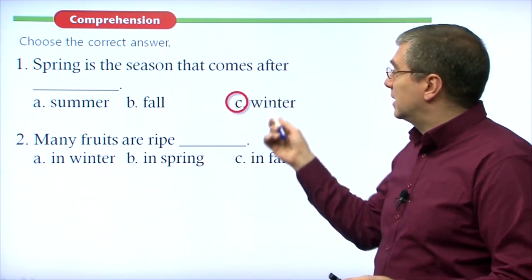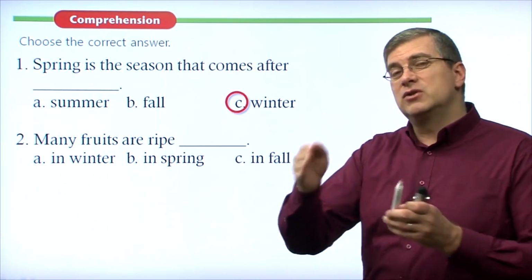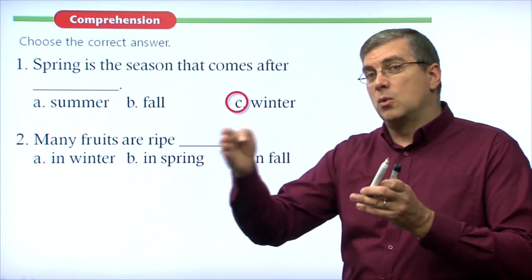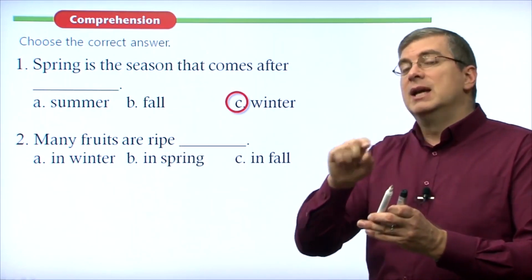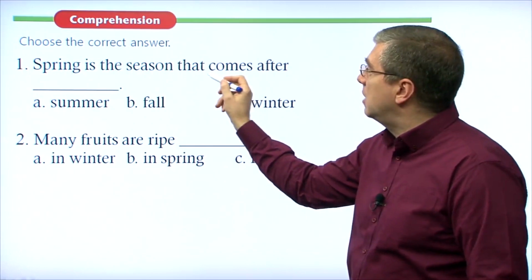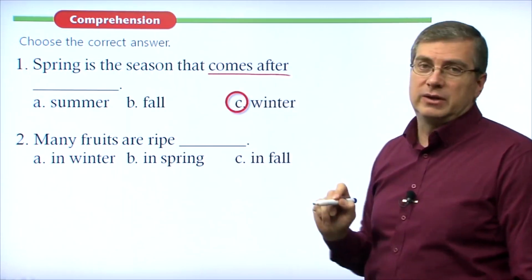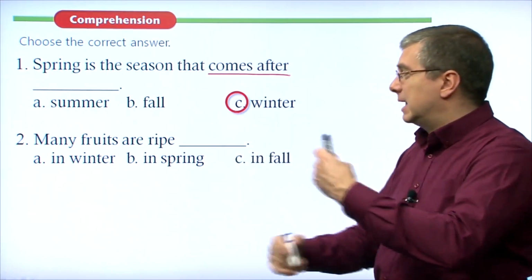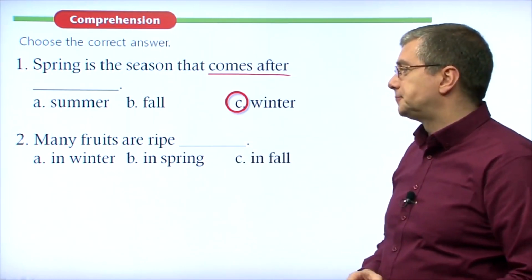So spring is the season that comes after winter, because winter is usually the last season in our cycle. Spring, summer, fall, winter, comes back around to spring. So after winter comes spring again. Okay, so remember, it's a pattern. It repeats. It's a cycle. It keeps going around and around.